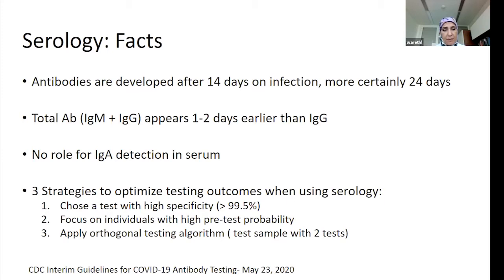These were recommended by the CDC in their interim guidelines. The first thing, you choose a test with high specificity, so you really need a specificity greater than 99.5%. Focus on individuals with high pretest probability, so your high-risk groups likely to be exposed or having the infection. And then what we call the orthogonal testing algorithm, or the 2-step testing, and I'll explain that in a minute.